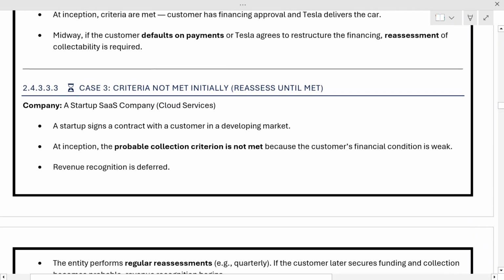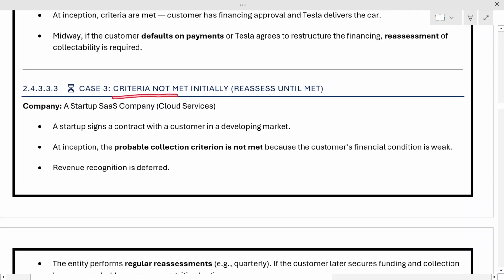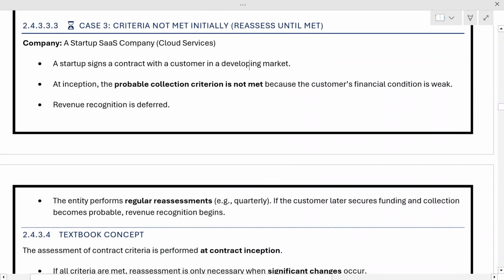The third case is when the criteria are not met initially, then reassessment will be done continuously. What does it mean? For example, a software startup company has started a contract with a customer in a developing market. Now the market is growing. At the inception, what has happened? The probable collection criterion is not met because the customer's financial condition is weak.